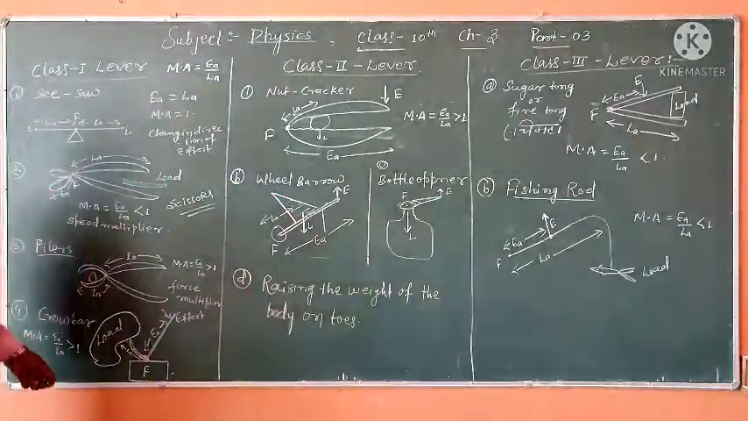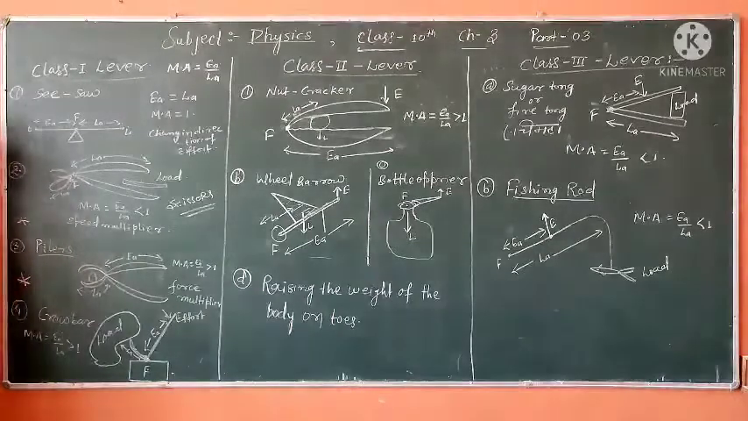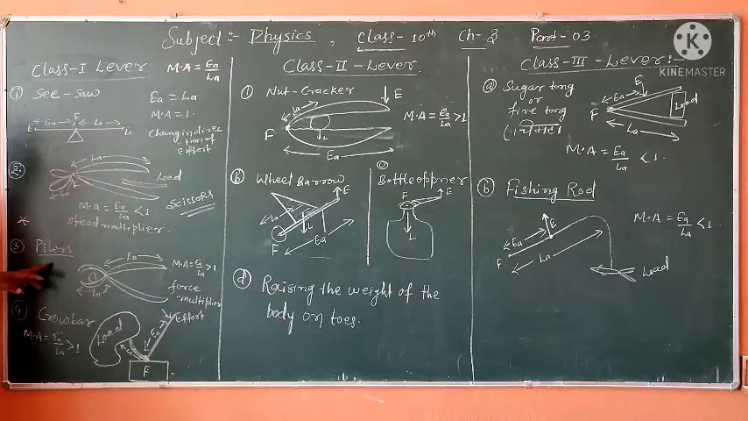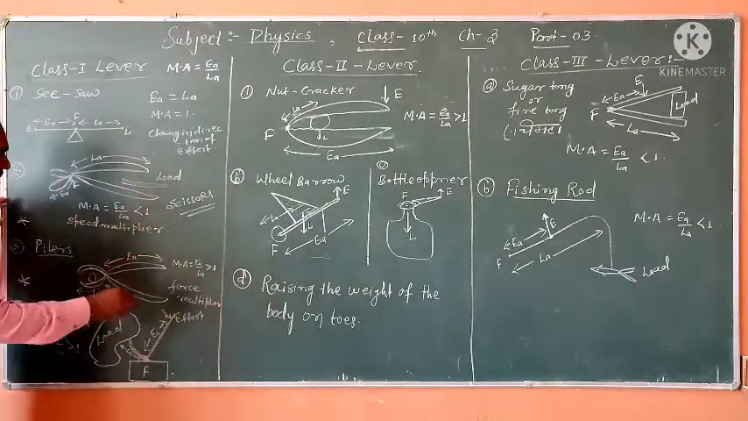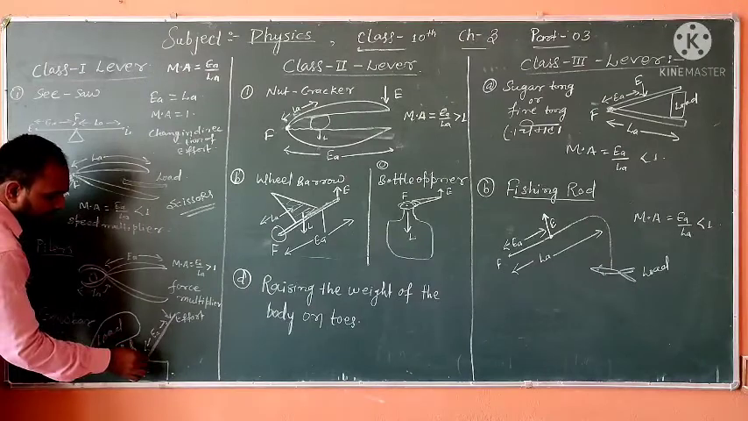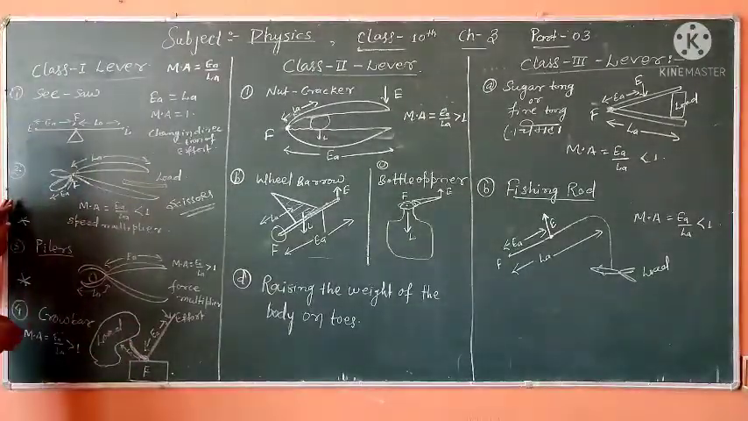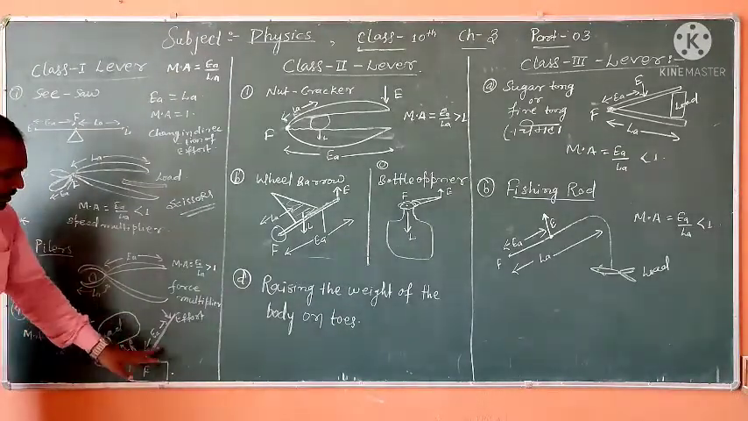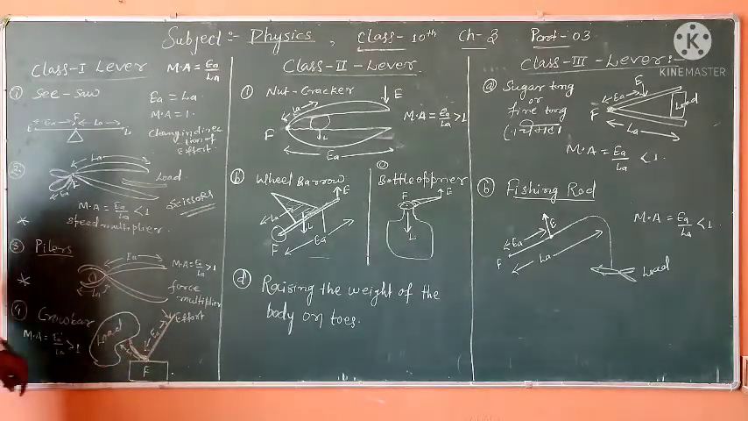Now, the crowbar. It is a very interesting one. Pliers and crowbar are alternately asked by the board in your board exam. One time they ask pliers, then next time they ask crowbar. A crowbar is a special type of bent lever, which is used to move a heavy load. There is a heavy load. Here, this is the bent line. This is what is called a crowbar.